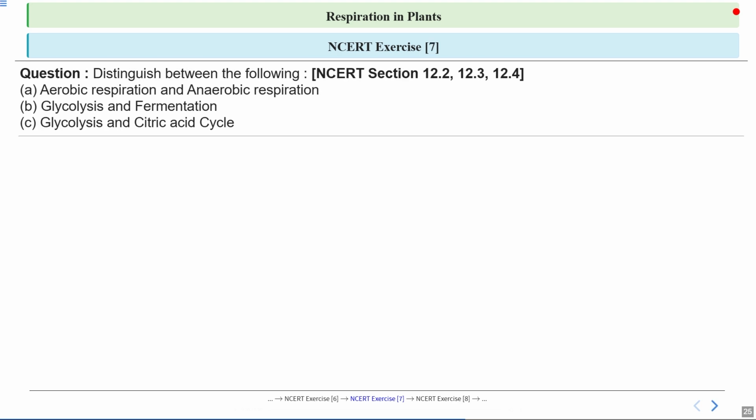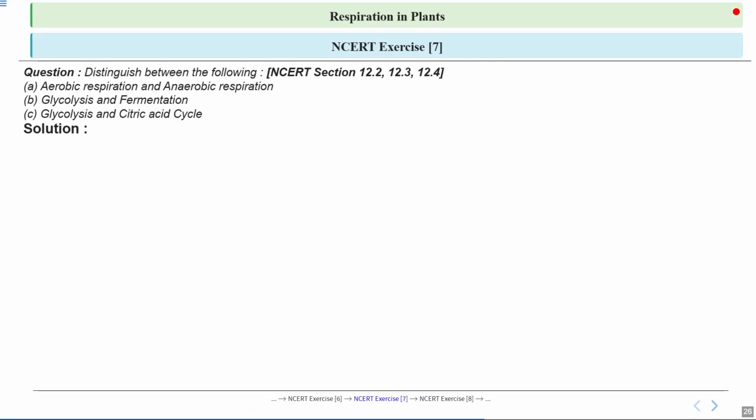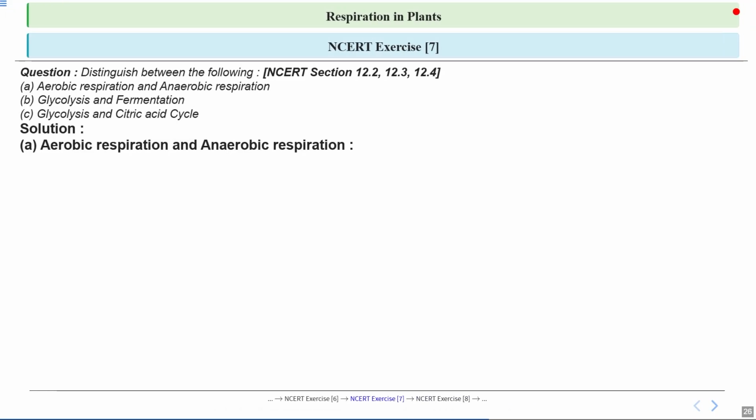Now let us look at the next question. Distinguish between the following. Question A, aerobic respiration and anaerobic respiration. Question B, glycolysis and fermentation. Question C, glycolysis and citric acid cycle. So first we will distinguish between aerobic respiration and anaerobic respiration.